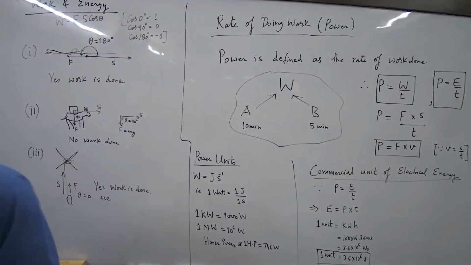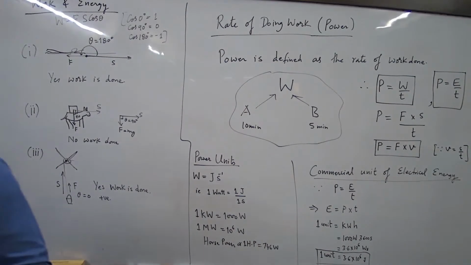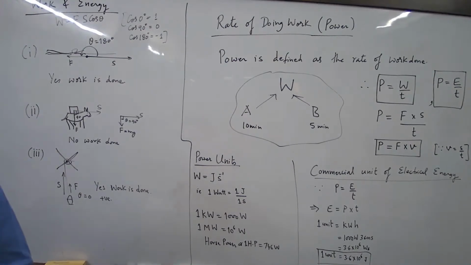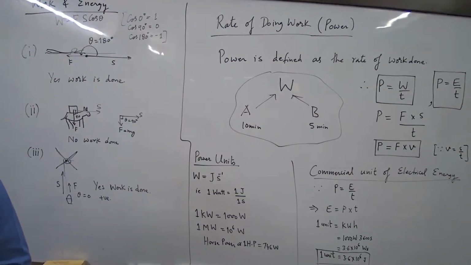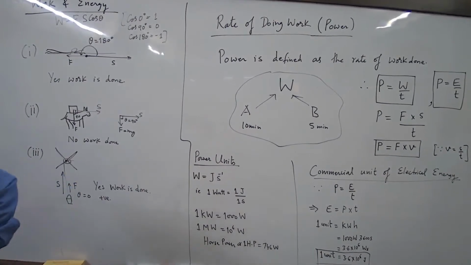Next. A green plant is carrying out photosynthesis. Work is not done. Why? Because there is no displacement. And there is no force. Chemical. Okay, good. Next.